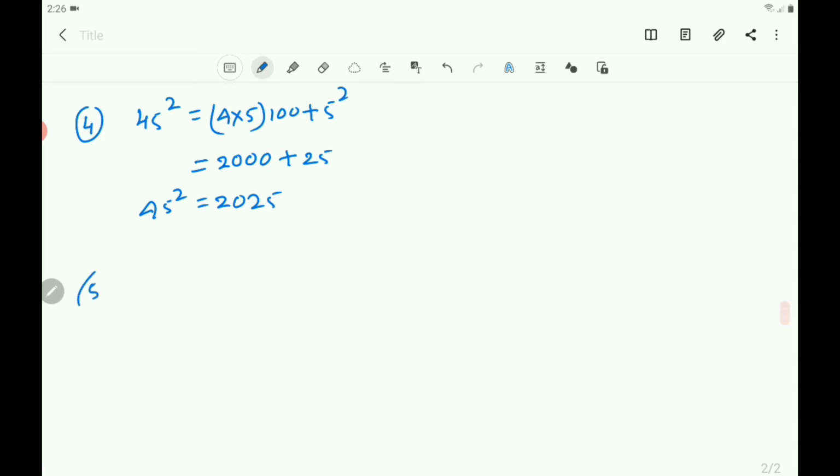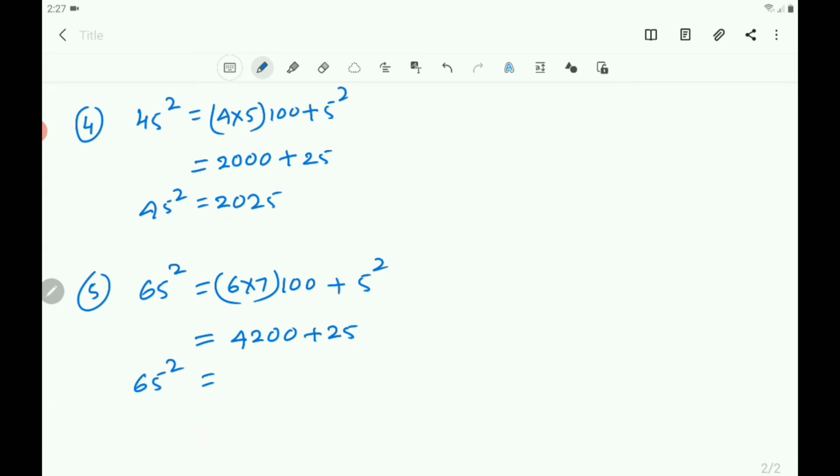Next you take the fifth one. One more example, you take 65 square. Then you take 6 into 7 into 100 plus 5 square. 6 7s are 42. 42 into 100 is 4200. That is 4200 plus 5 square, which is 25. So 65 square equals 4200 plus 25, which is 4225.